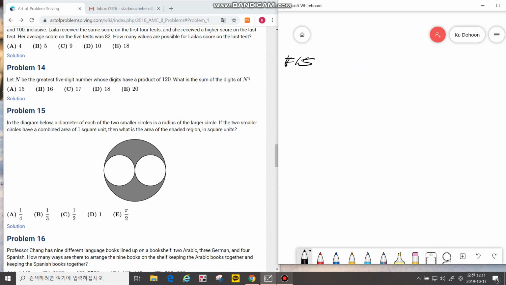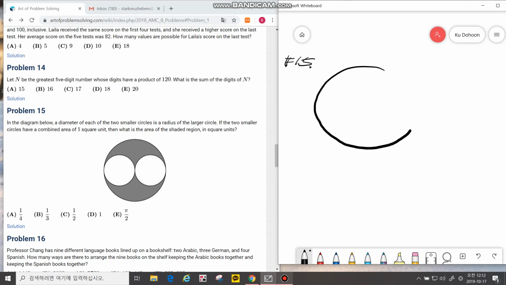So 15. In the diagram below, the diameter of each of the two smaller circles is the radius of the larger circle. If the two smaller circles have a combined area of 1 square unit, then what is the area of the shaded region in square units?